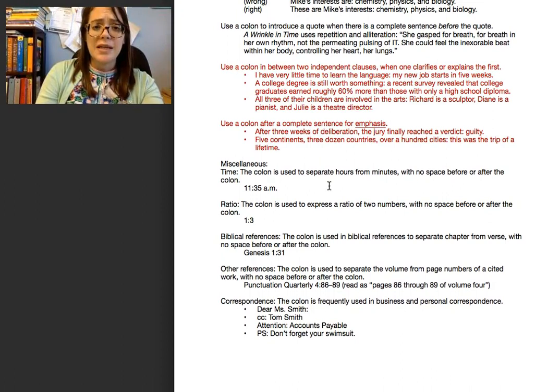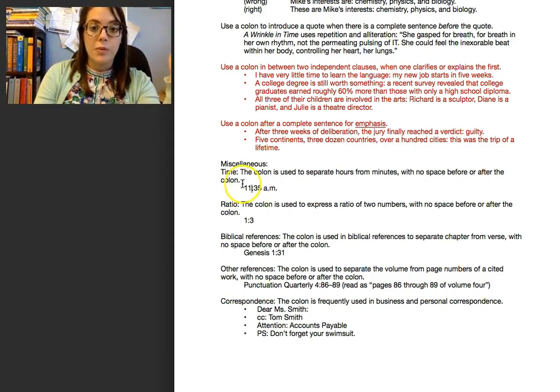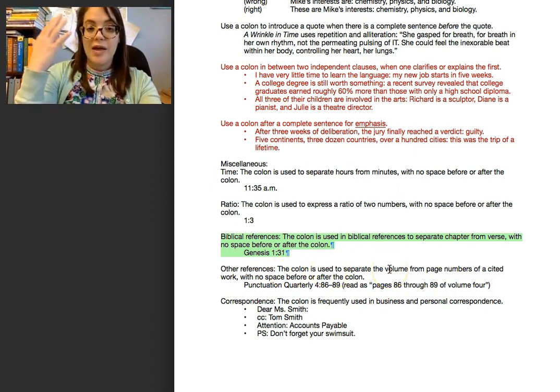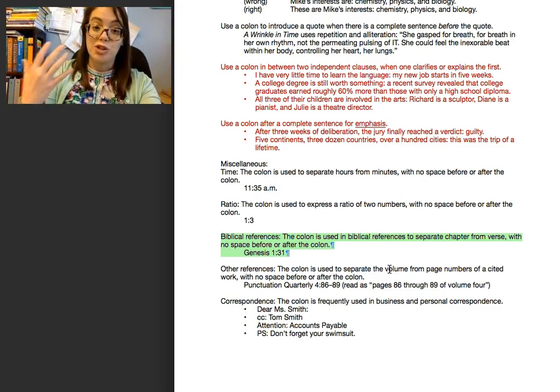All right, now there's a lot of miscellaneous uses for colons that we're not going to spend a lot of time on. You put them in times. I hope that you know at this point to put a colon in between the 11 and the 35 in 11:35 a.m. All right, you use them for ratios. You use them in some types of references, like when you're referencing a verse from the Bible. You would say the chapter, colon, verse number. You use them when you're separating the volume number and page numbers of a scholarly journal, okay, which you can see there.